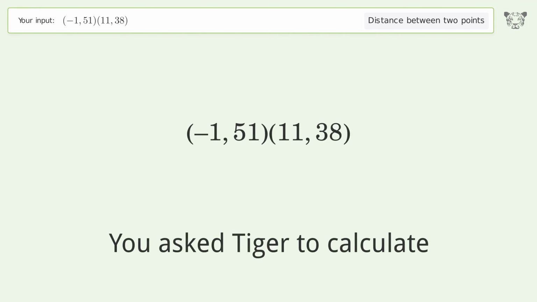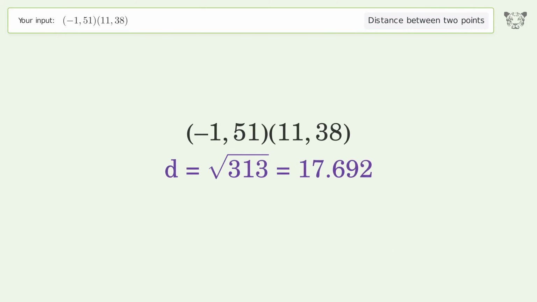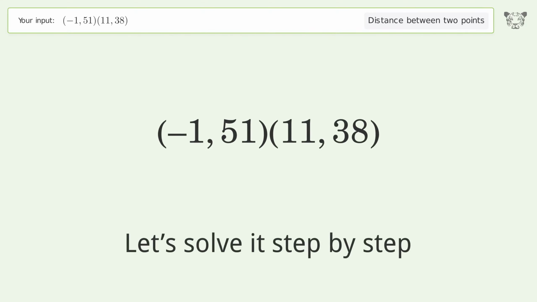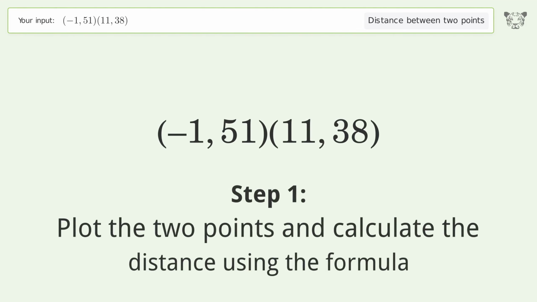You ask Tiger to calculate. This deals with the distance between 2 points. The distance between the 2 points is the square root of 313, or 17.692. Let's solve it step by step. Plot the 2 points and calculate the distance using the formula.